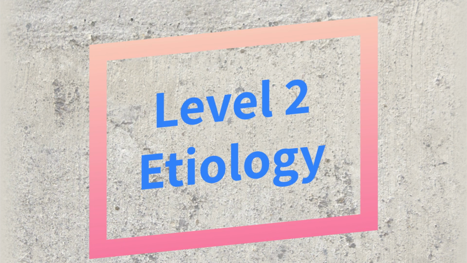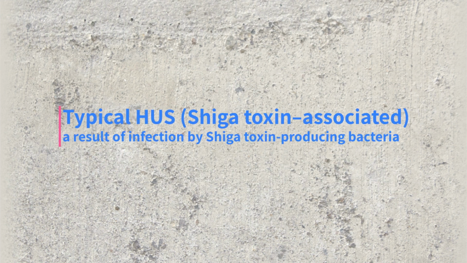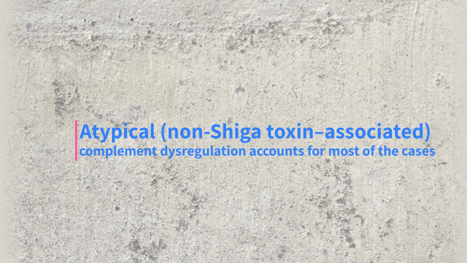Level 2. Etiology. Hemolytic uremic syndrome has two types termed typical and atypical hemolytic uremic syndrome. Typical hemolytic uremic syndrome, which is Shiga toxin associated, is the classic, epidemic form of hemolytic uremic syndrome. Typical hemolytic uremic syndrome is a result of infection by Shiga toxin-producing bacteria. Atypical hemolytic uremic syndrome, which is non-Shiga toxin associated, is due to complement dysregulation in the majority of cases.